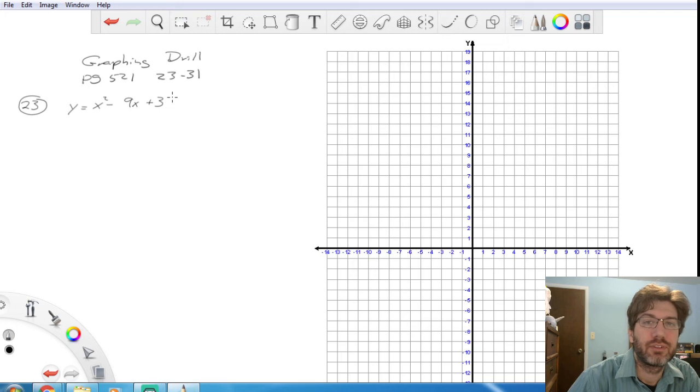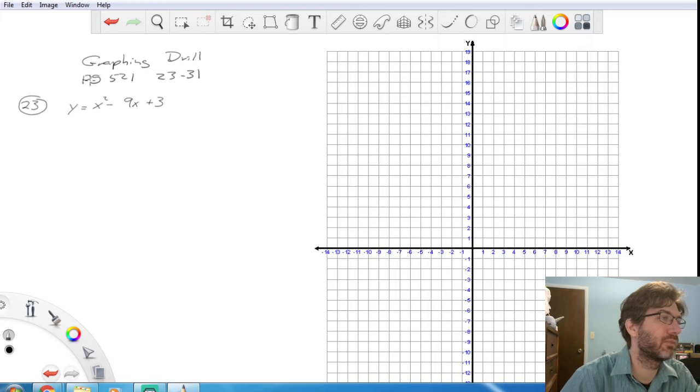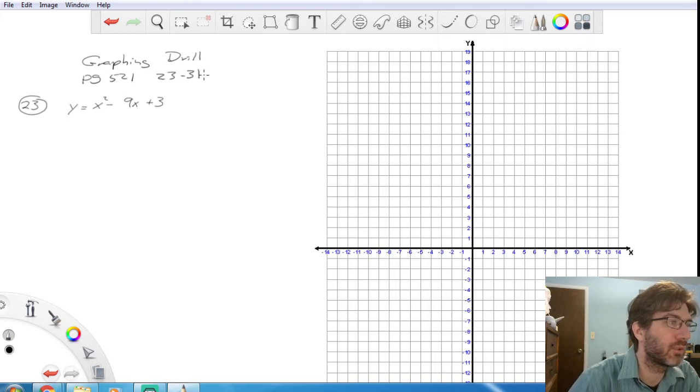Alright, today we're going to be doing some drill with graphing quadratics. Yesterday I told you to take a look at 23 through 31 and pick a couple of them to try out. I'm going to do as many of them as I can today, just to give you an idea of what's going on and to check your work to see if you're on the right track. I'm going to start with 23, and I'll walk you through each of the steps.